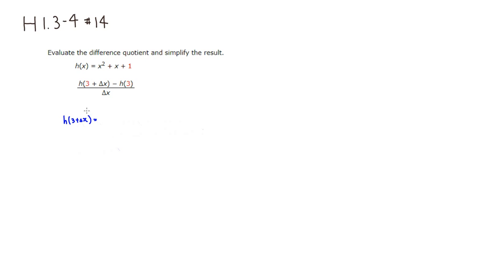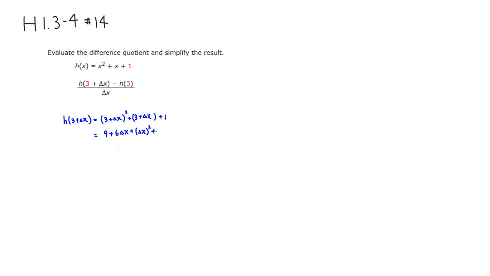Every time you see x, we're going to put the 3 plus delta x. So we're going to have 3 plus delta x squared plus 3 plus delta x, and then you have a plus 1. I'm going to just go ahead and multiply out. You have 3 squared is 9, plus 2 times 3 times delta x is 6 delta x, plus delta x squared.